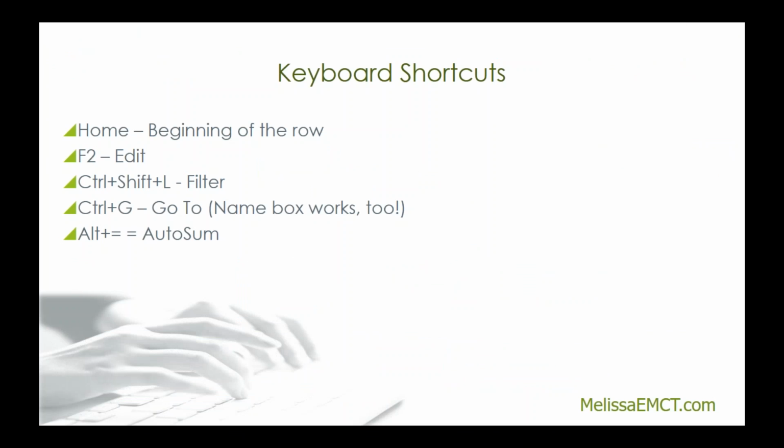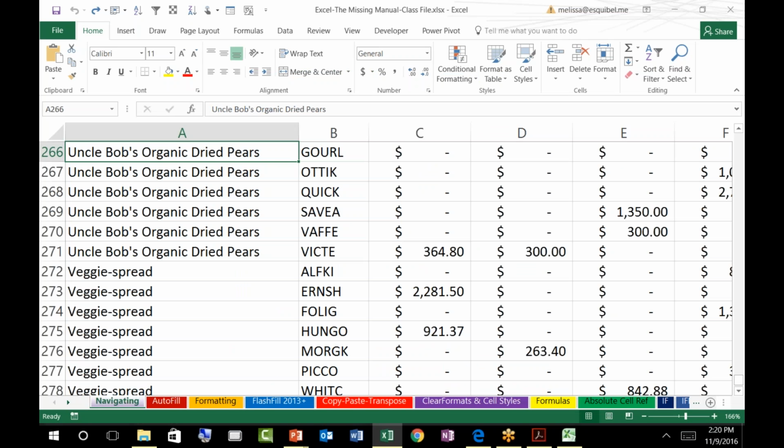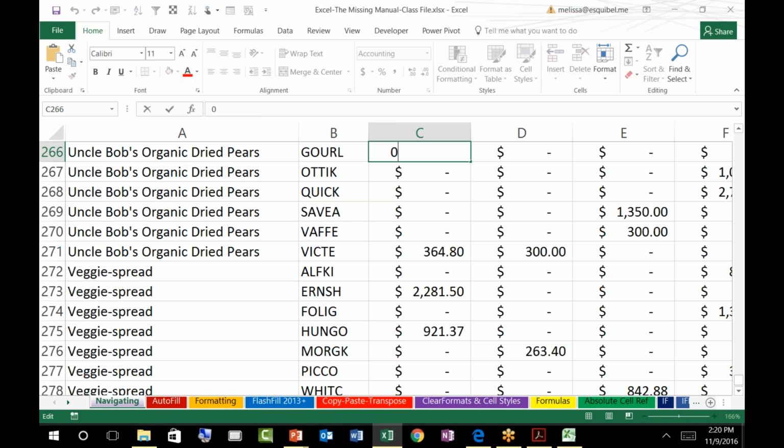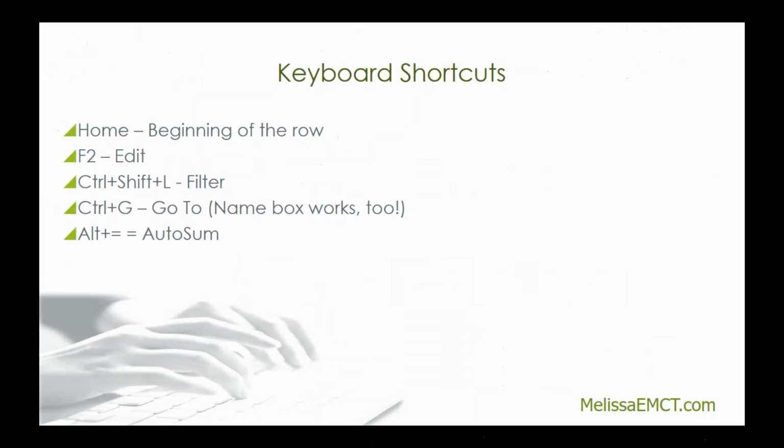F2 is a time-honored shortcut for putting something in edit mode. So if I wanted to edit this amount from 0 to something else, I can either double-click in it, I can click up here to the formula bar, or I can just hit my F2 key and type something in. So F2 is a substitute for a double click or a click up into the formula bar to input data or edit data in a cell.